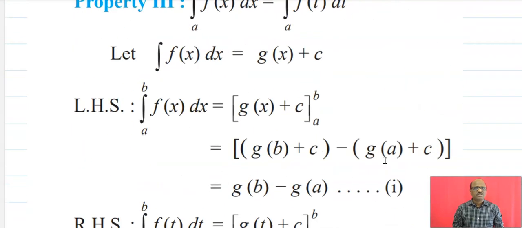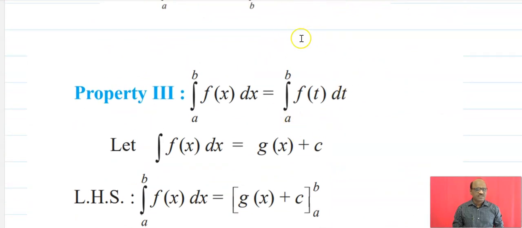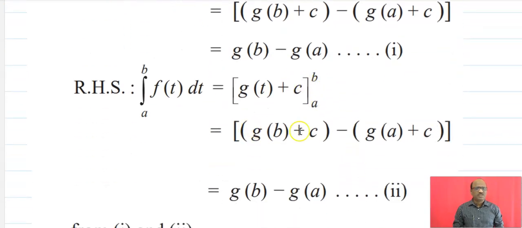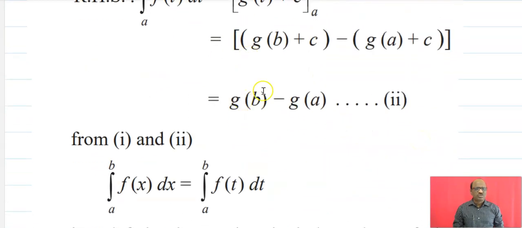Now next we will see the RHS. See this RHS: integral a to b f of t dt. Here only the variable is changed. The integral of f of t is g of t plus c. Again the lower limit is a, upper limit is b. Substitute upper limit minus lower limit. That is g of b plus c minus g of a plus c. Open the bracket, g of b minus g of a. This is the second one.